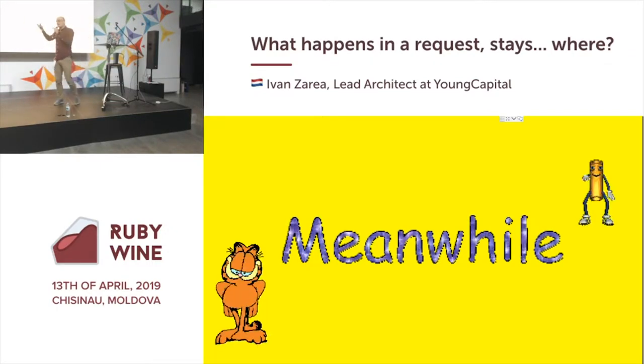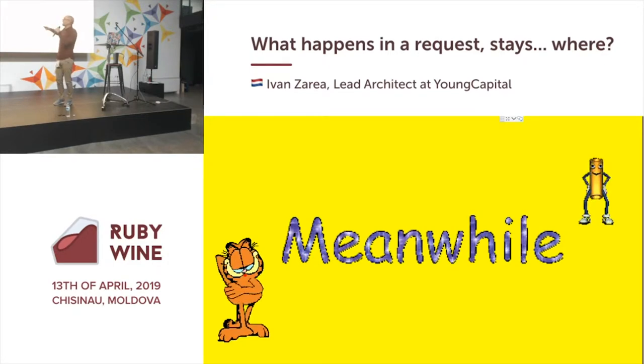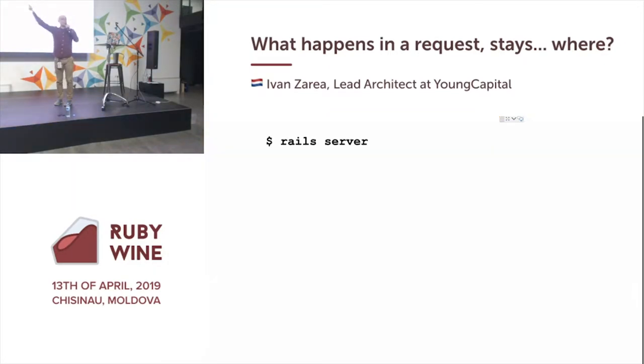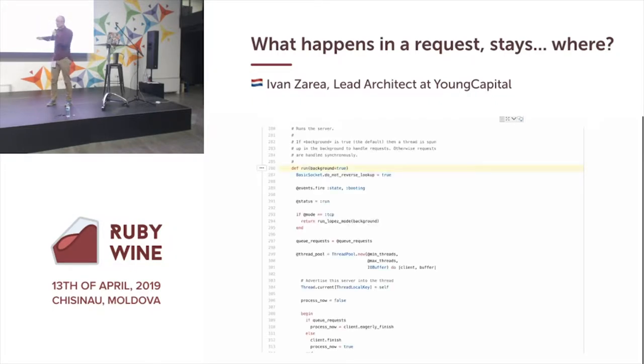At the same time, this is what happens when I click the like button and the request goes to the server. At the same time, I did something else. I ran this command on a computer somewhere. What this command did is it actually runs Puma. And it runs a piece of code inside Puma that is the run method of the server class. Let's look at that. The code is very well visible. That's the point of it.